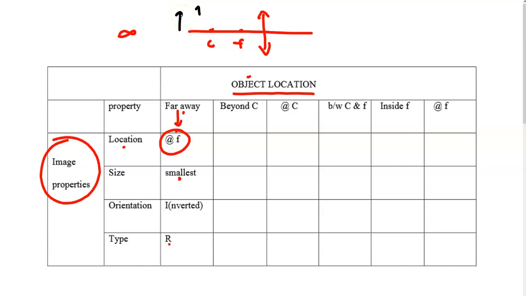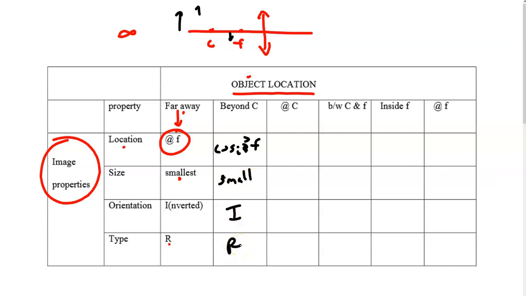Well, we got an image that was away from F, but not quite past C. So we can say that S_I is greater than F. That should be a greater than sign, sorry, and less than C. The size is still going to be smaller, okay? It's still going to be inverted and real.